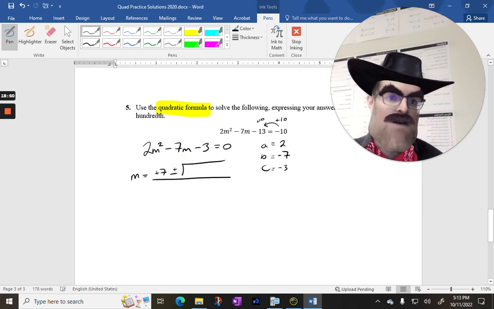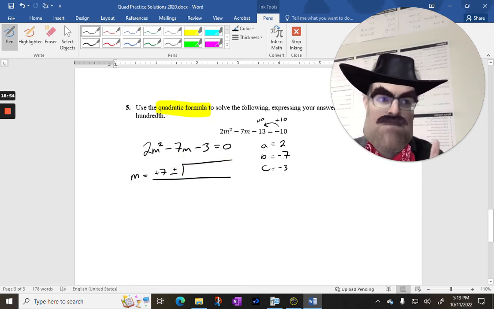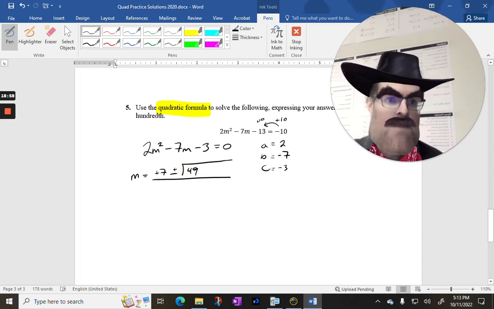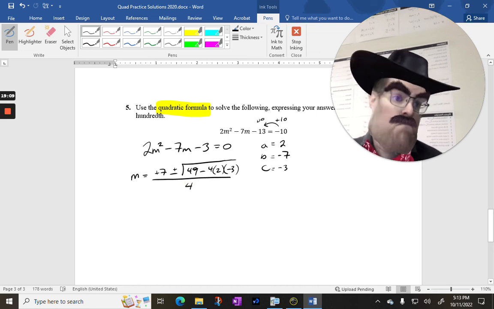Plus or minus the square root. 7 squared. No, I didn't say negative. But remember, you square a negative, it turns positive anyway. So 49 minus 4 times 2 times negative 3. All right? And then divided by 2a. Now 2a is just 4.